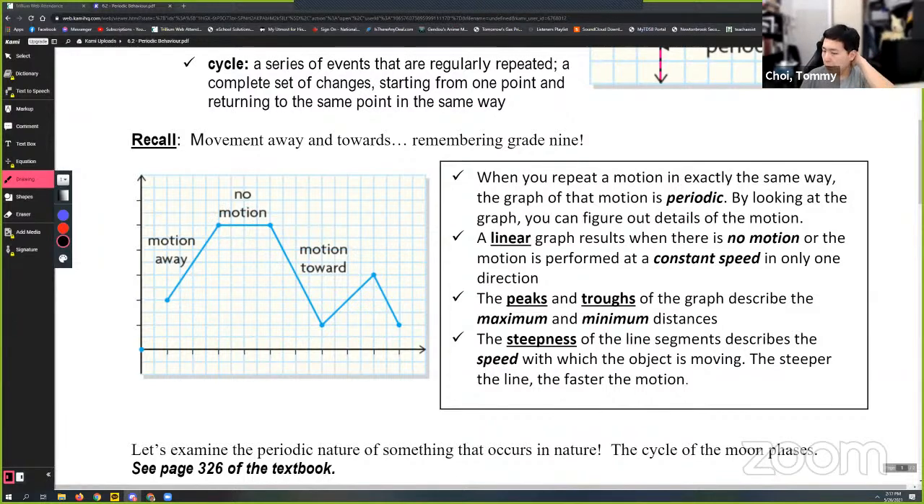So if we were to repeat that motion, let's say the person does that every single day. If we were to copy and paste that motion all the way through, then we would get something that's periodic, right? And so we talked about in grade 9, the steepness of the line represents speed. The furthest away is the location, and so on and so forth, right? And continuing onwards from there.